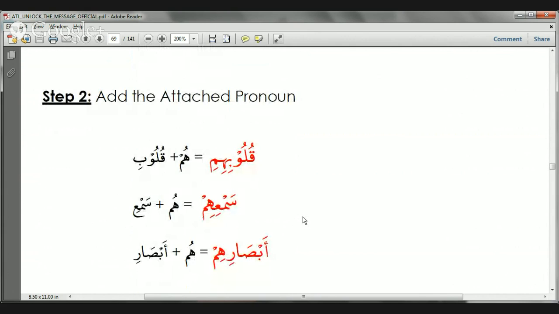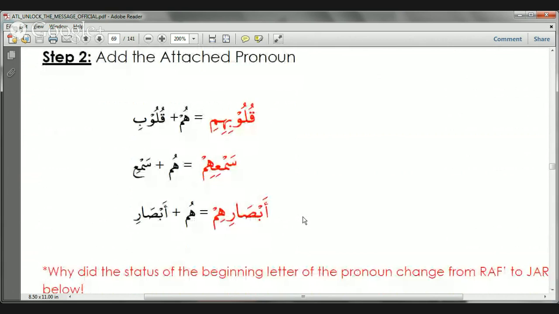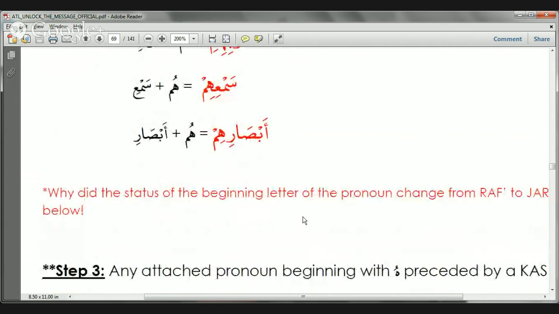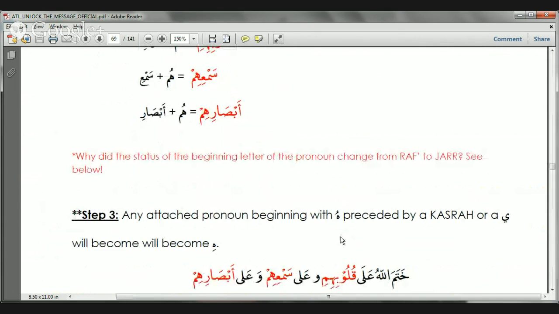Sam'ihim, I want to add hum, it becomes sam'i him. Absaruhum, I want to add the hum, it becomes absari him. Now why did the status of the beginning letter of the pronoun change from rafa to jar? That's a question we had. Let's talk about this below.